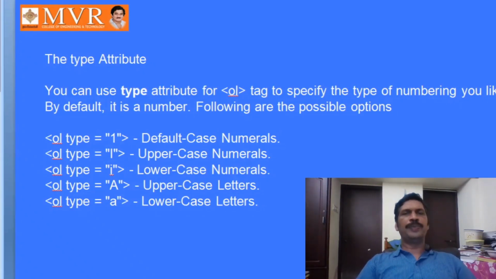Type equal to capital I means Roman numbers in capitals. Small i means lowercase Roman numbers will come. Capital A means uppercase letters will be indexed. Lowercase a means lowercase letters will come. Okay, this is about the type attribute of the ordered list. Next we will move to the next one, start.